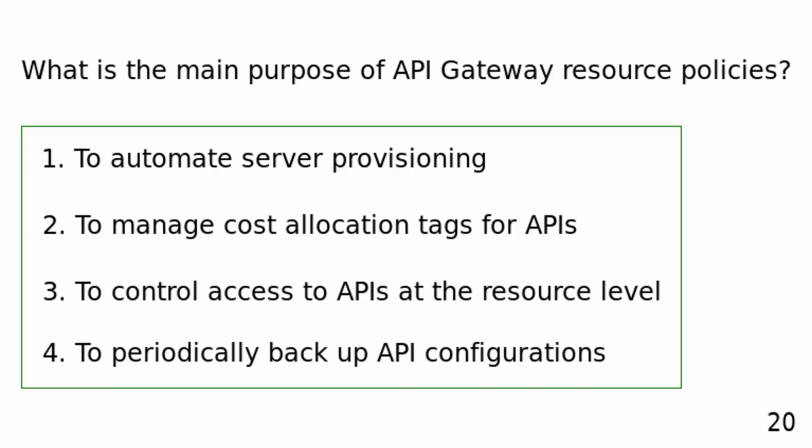What is the main purpose of API Gateway resource policies? To automate server provisioning. To manage cost allocation tags for APIs. To control access to APIs at the resource level. To periodically back up API configurations.